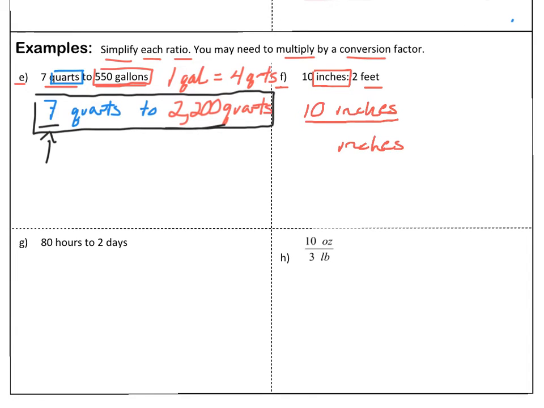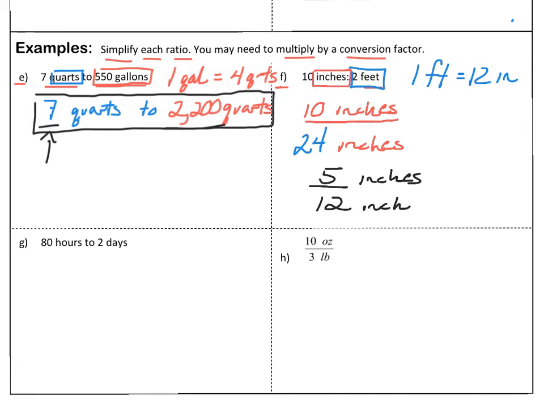Okay, well, I know that 1 foot is equal to 12 inches. So that means that 2 feet then is going to be 24 inches. It looks like we can simplify this one. I can divide both my terms by 2. So that's going to give me 5 over 12. And remember, my units are inches for both the numerator and denominator.